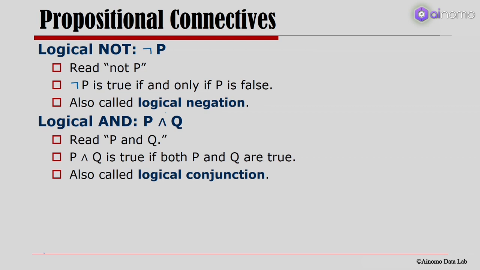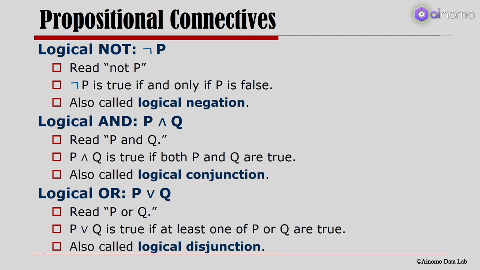The third of the propositional connectives is the logical or, read as P or Q. P or Q is true if at least one of P or Q is true. Logical or is also referred to as logical disjunction. The OR that we are talking of here is an inclusive OR. That is, it is true if at least one of the operands is true.